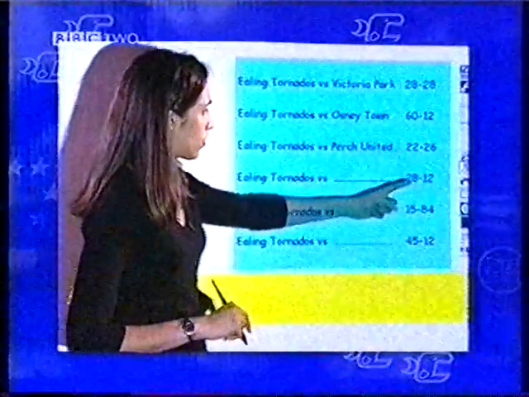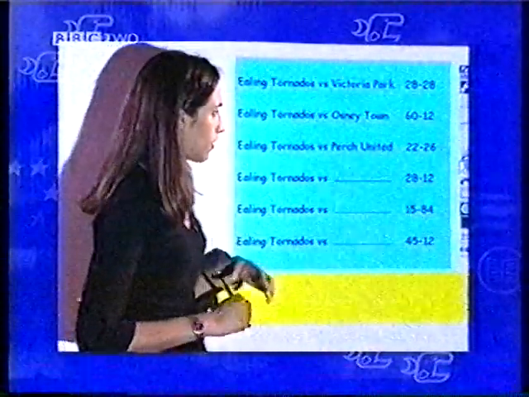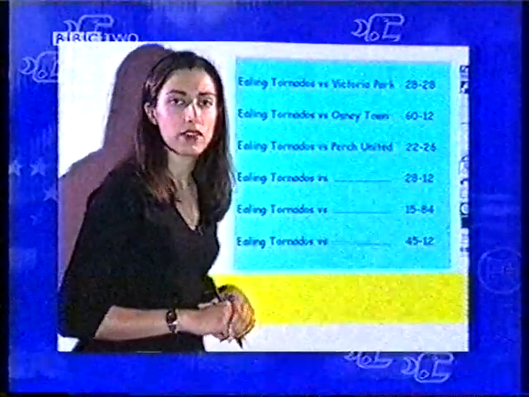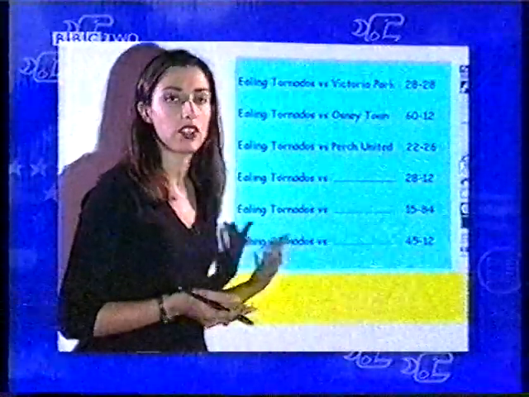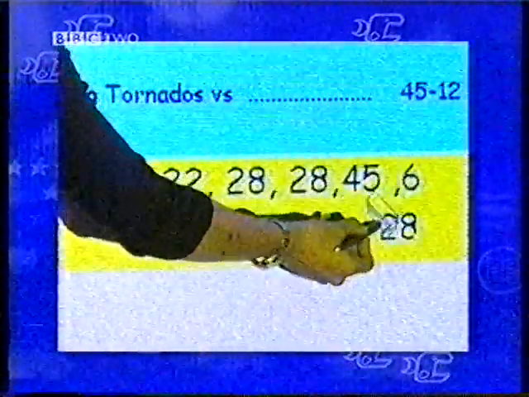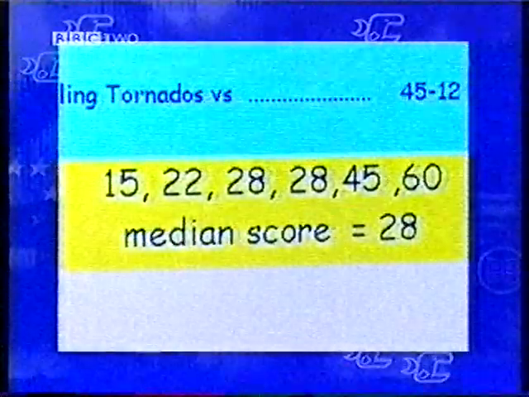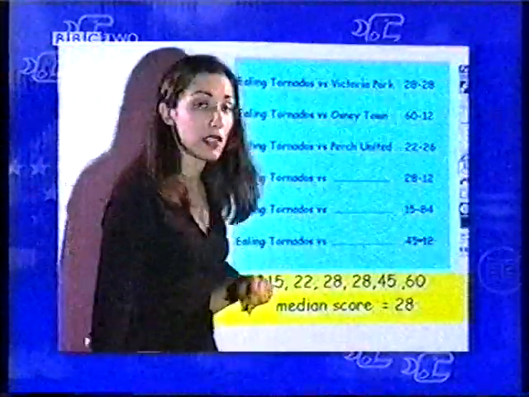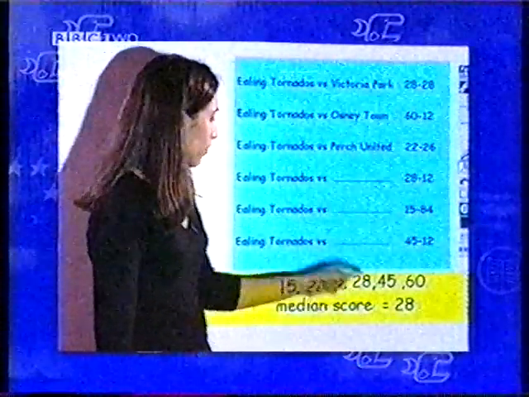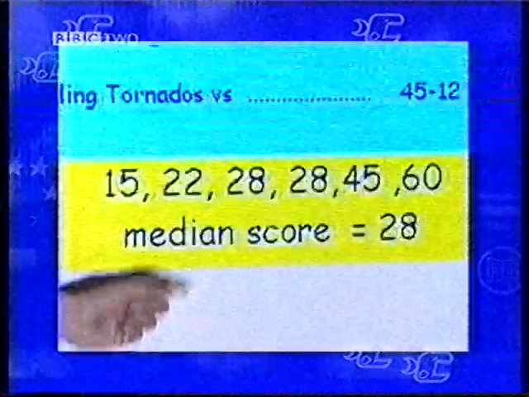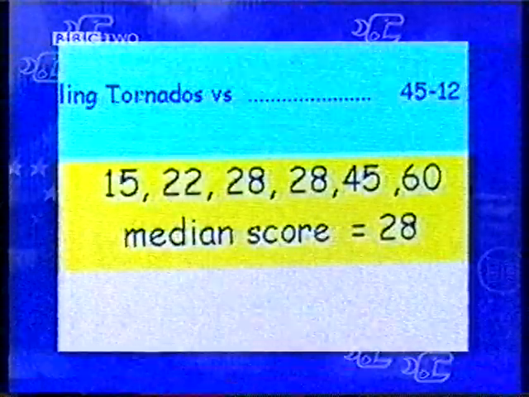The Ealing Tornadoes scored 28, 60, 22, 28, 15 and 45. To find the median average, the first thing we have to do is put all the scores in order of size, starting with the smallest to the largest or largest to the smallest. It doesn't really matter. We're going to order them from smallest to largest. Okay. Once we've done that, we need to find the middle value, the middle of these 6 values here. That falls between the 3rd and the 4th value, 28 and 28, which means the median score is 28.